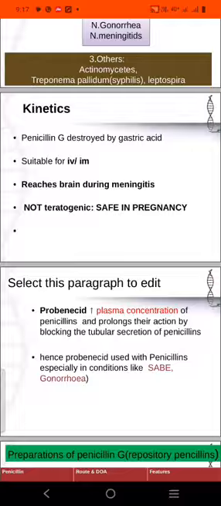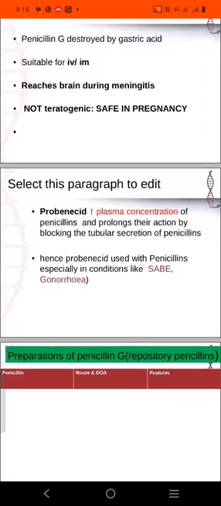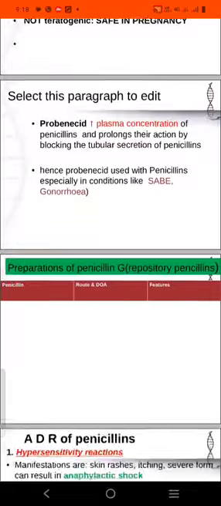So in the glomerular filtrate, the penicillin is not present, but it comes in between the process, that is, it is secreted in the tubules. Its secretion can be prevented by adding probenecid. So probenecid will prevent the excretion of penicillin and increase its duration of action. Hence probenecid is used with penicillins, especially in conditions like subacute bacterial endocarditis and gonorrhea.